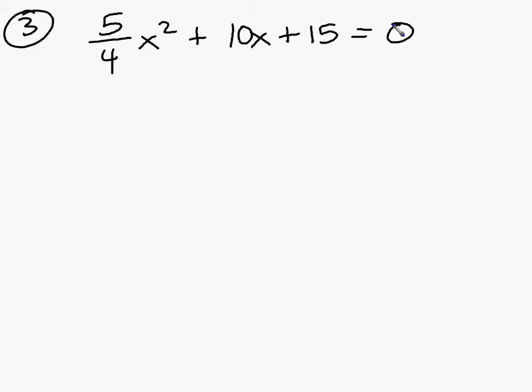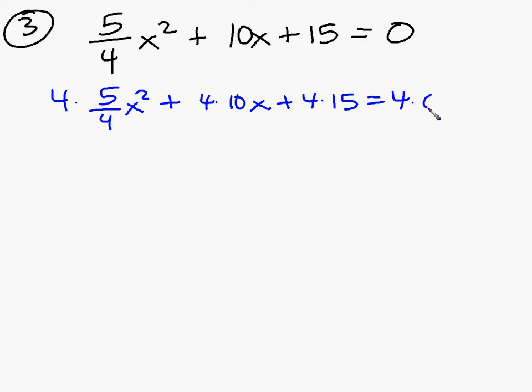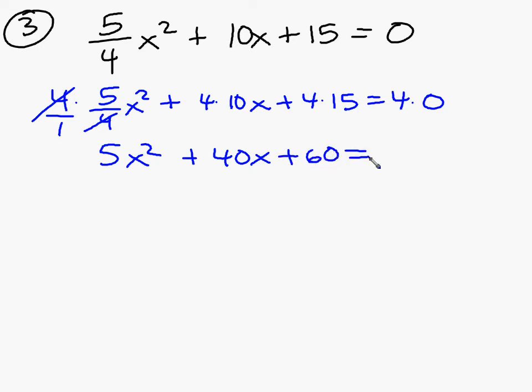Multiply by 4, and be careful, you have to multiply everything by 4. So I'm going to do 4 times 5/4 x squared plus 4 times 10x plus 4 times 15 equals 4 times 0. And on this first fraction, we get what I wanted. Get out the slasher, and I just have 5x squared plus 40x plus 60 equals 0.